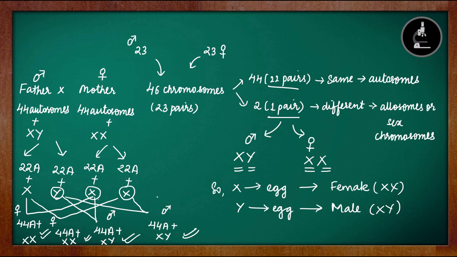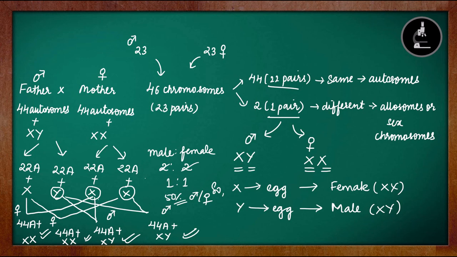So if you see, there is a 50-50% chance. So if you see the ratio here, male is to female or female is to male, there are 2 males and 2 females, so the ratio will be 1:1. So there is a 50-50% chance for having a male child as well as a female child. It is depending upon the father or the sperm, which sperm will go and fertilize the egg.